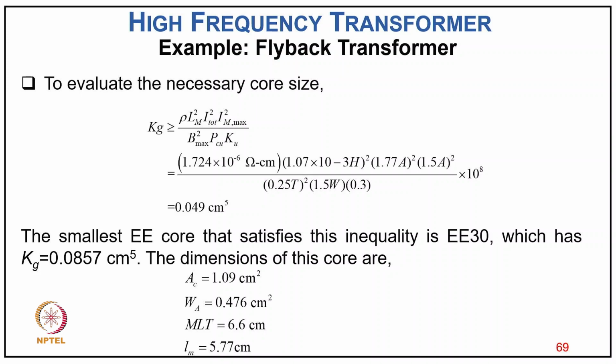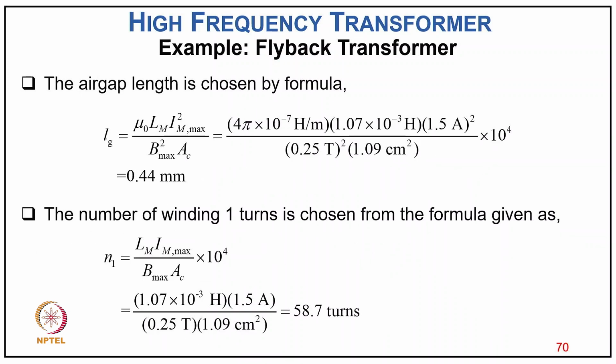So now to evaluate the necessary core size, Kg greater than rho Lm squared I total squared Im squared by B squared Pcu Ku. Putting the value it comes 0.049 centimeter square, and the smallest E core that satisfies the quality is the E30, which has Kg equal to 0.0857 centimeter. So dimensions of this core are Ac equal to 1.09 centimeter square, W equal to 0.476 centimeter, MLT 6.6 centimeter, and lm equal to 5.77 centimeter.